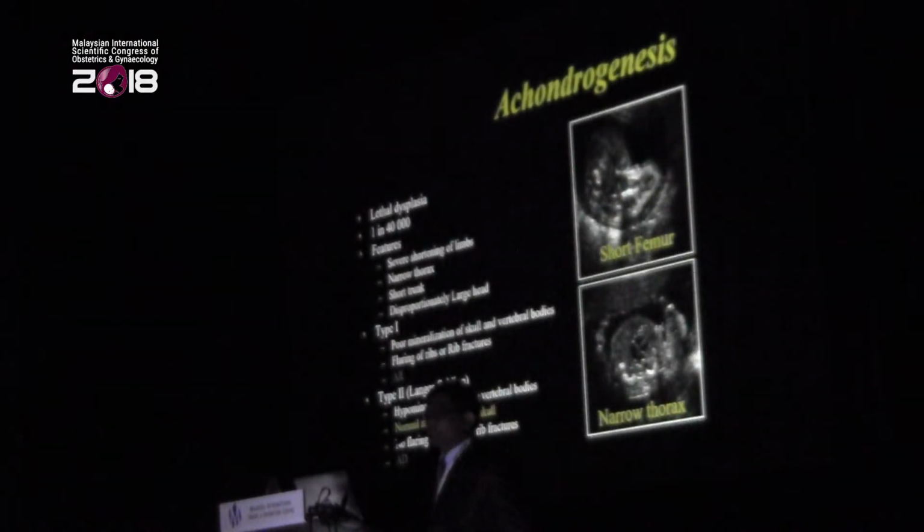Now, they have been divided into two types. The second type just looks at a similar condition, but there is normal mineralization of the skull, whereas the spine has got poor mineralization, just as in type 1.